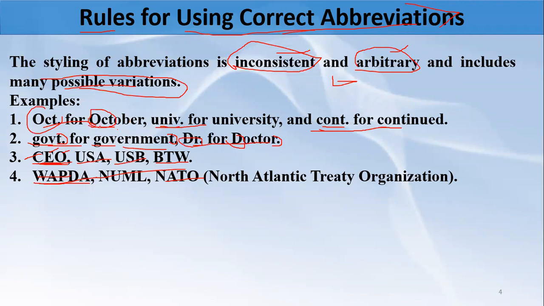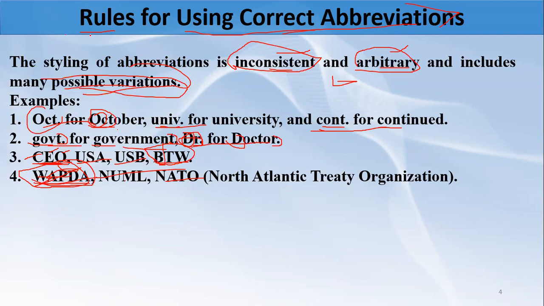Like here we have the initial letters. Here we have the initial letter and the final letter. Here we have the initial letters, but we pronounce the letters separately. Here we have the initial letters, but all the letters are pronounced as one single word. That is why we say that abbreviations are inconsistent, they are arbitrary, and there are variations in abbreviations.